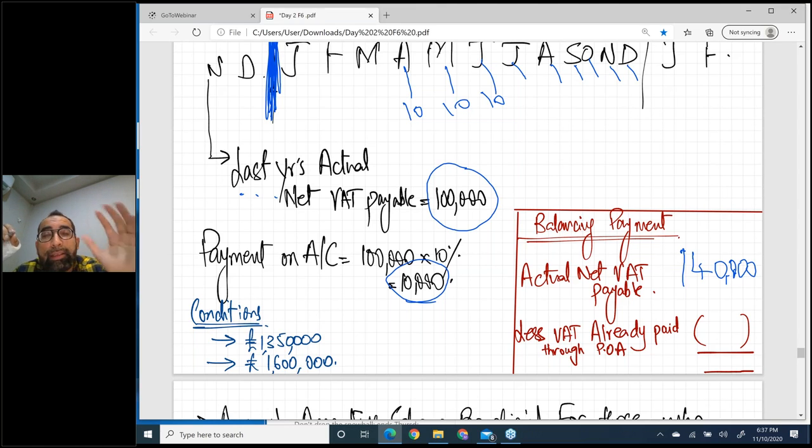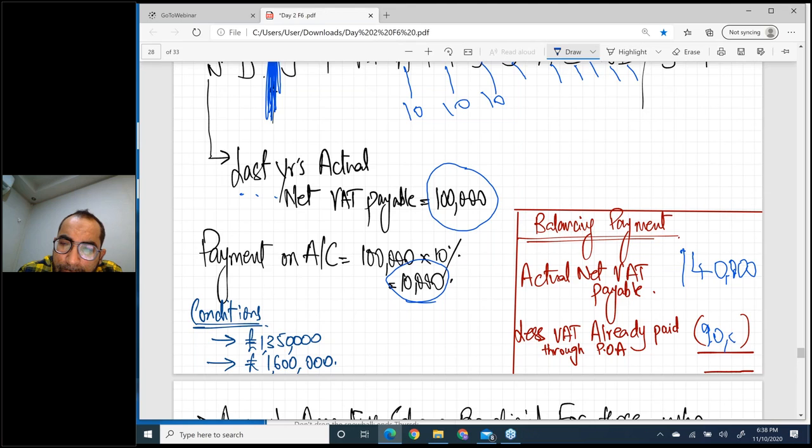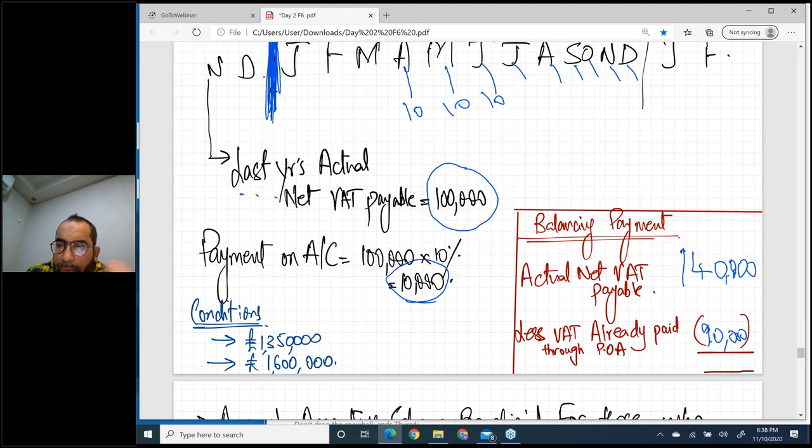Now you just think your actual net VAT payable to the government is 140,000, but you have already paid some amount through POA. How much did you pay through POA? 10,000 multiplied by 9 payments, so 90,000. 140 minus 90, so your balancing payment, my dear student, will be 50,000.